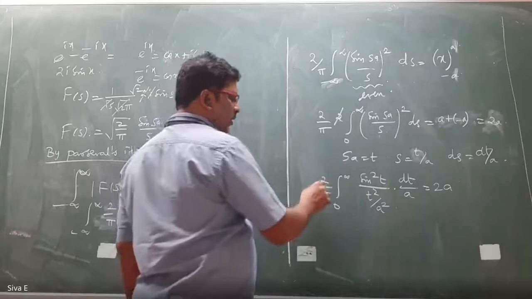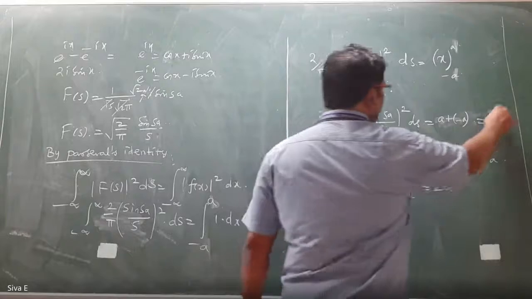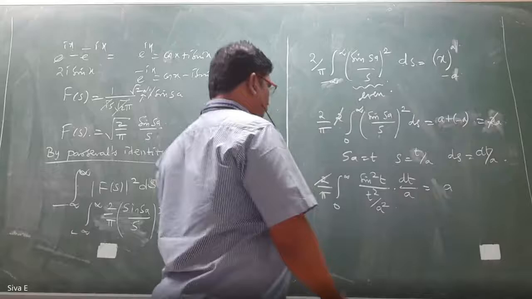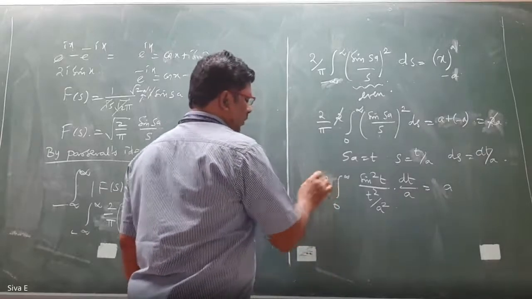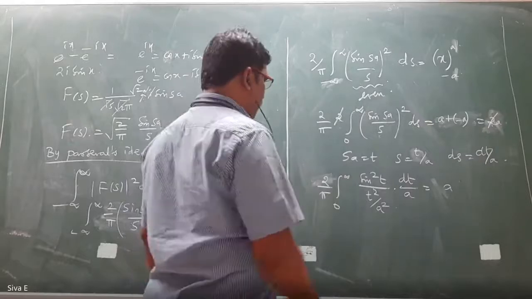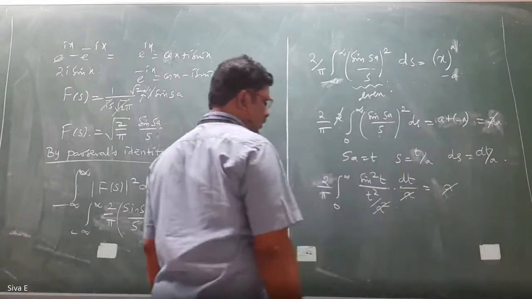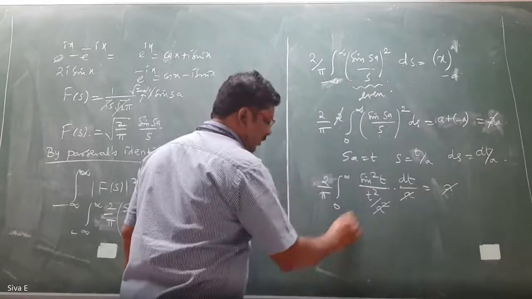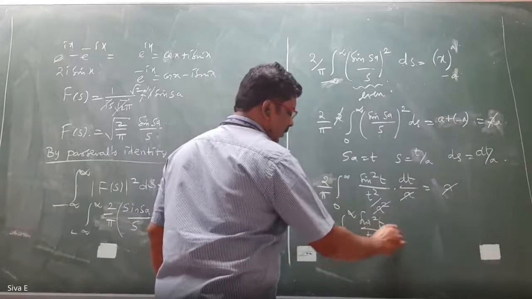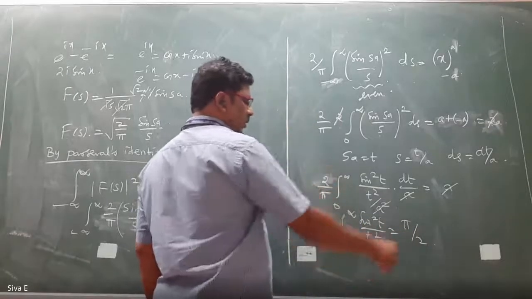So 2 by pi, the 2, already I cancelled that one 2 here. 2, 2, only a is remaining. Then a square, a get cancelled. Therefore integral 0 to infinity sine square t by t square equal to, cross multiply this 2 by pi, you will get pi by 2.